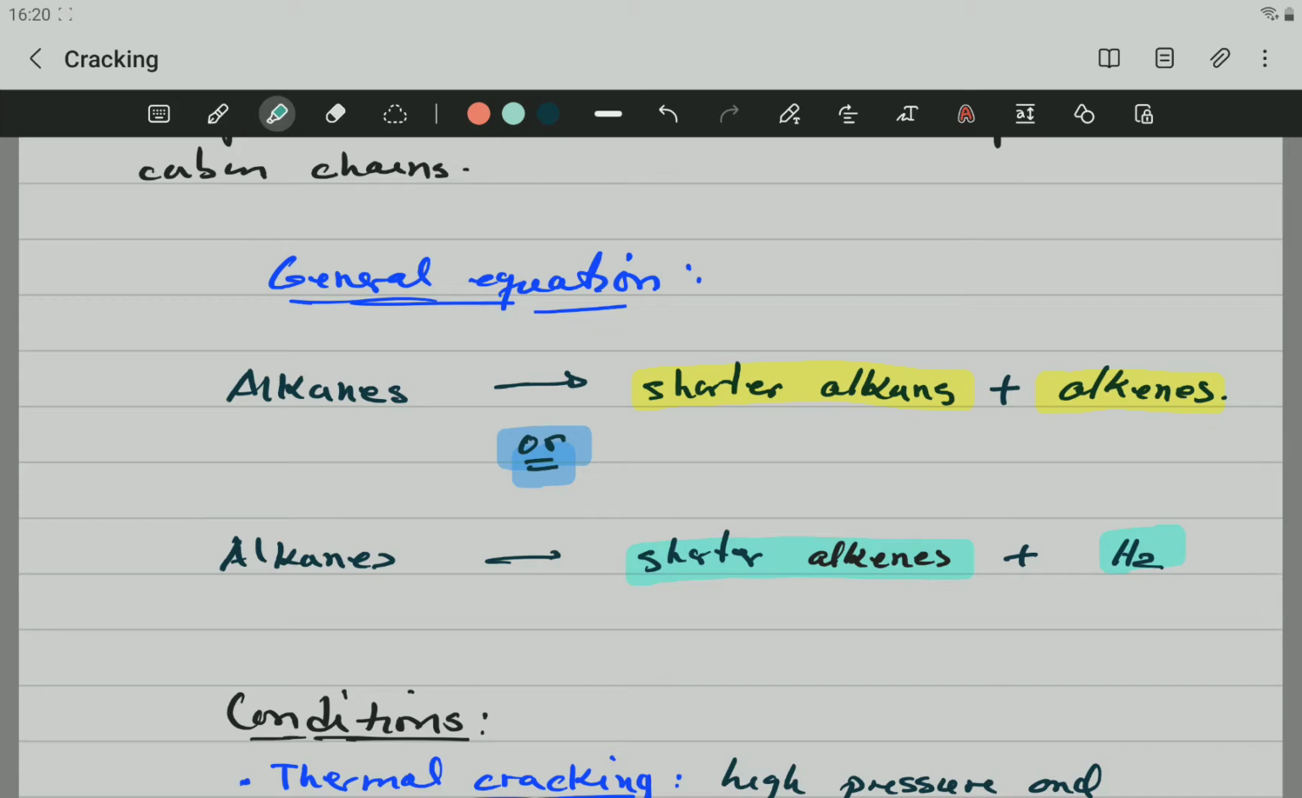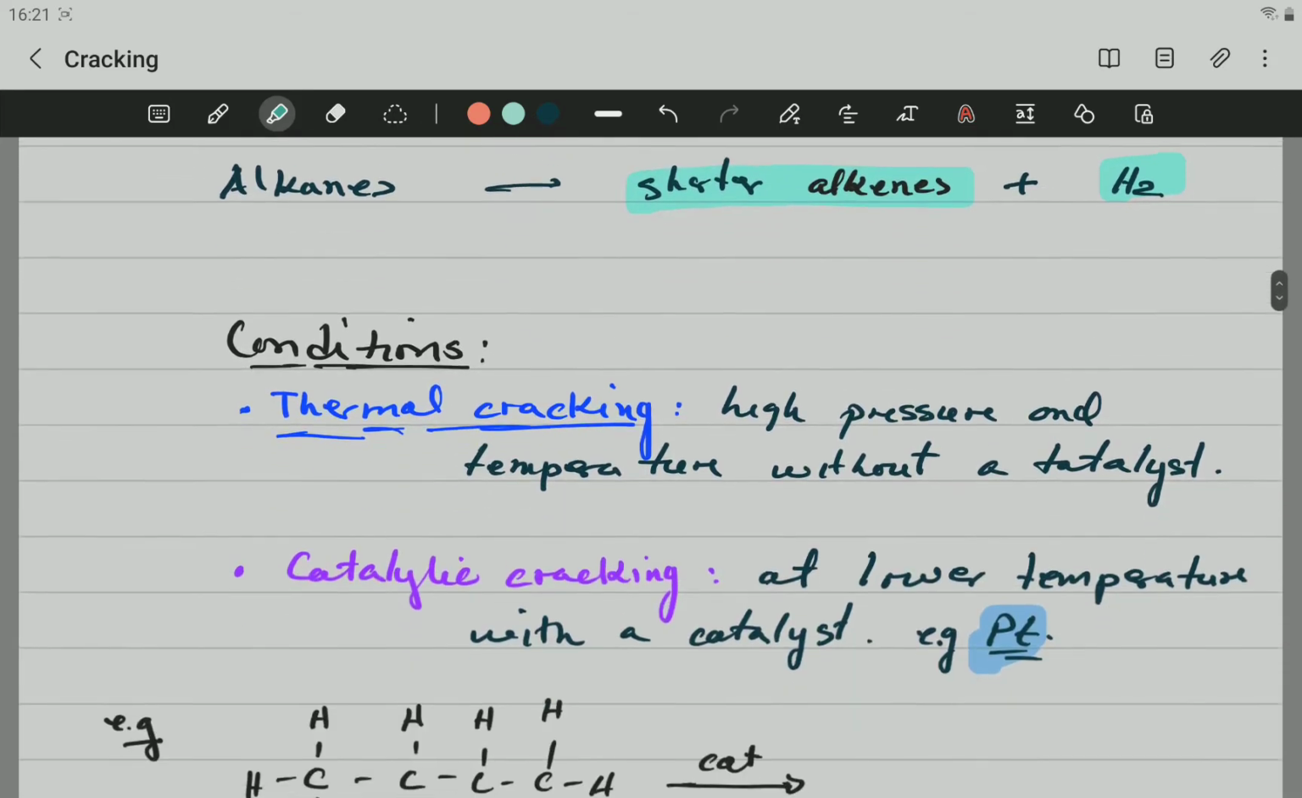You're going to have alkanes most definitely in the reactants, and you're going to end up with shorter alkanes plus alkenes, or shorter alkenes plus H2, or hydrogen. Now, what are the conditions for this type of reaction?